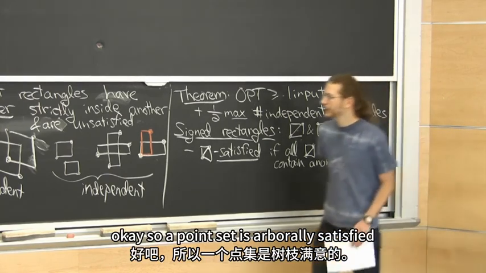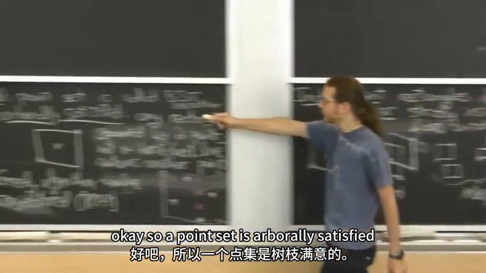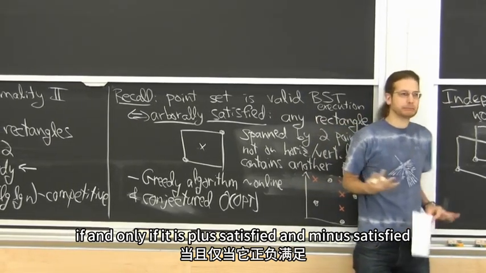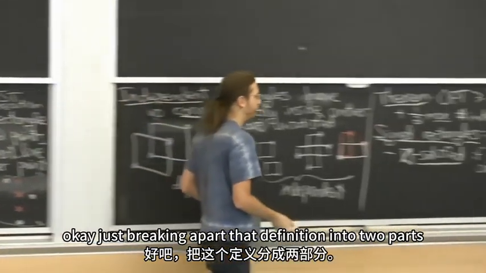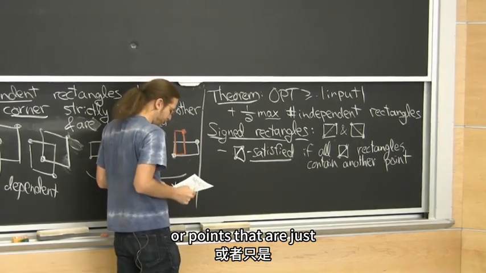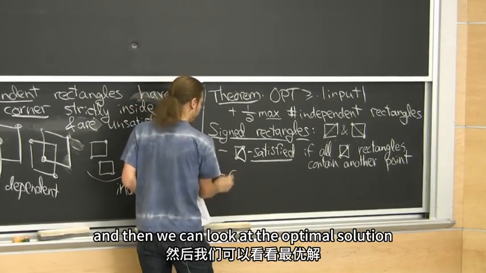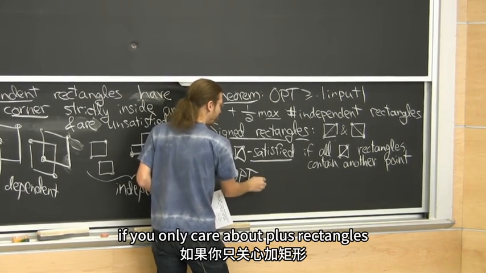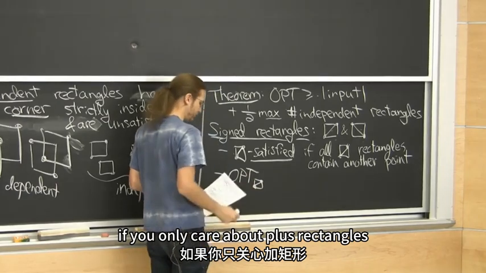Okay, so a point set is arbitrarily satisfied if and only if it is plus satisfied and minus satisfied. Just breaking apart that definition into 2 parts. But now we're going to look at point sets that are just plus satisfied or point sets that are just minus satisfied. And then we can look at the optimal solution if you only care about plus rectangles.